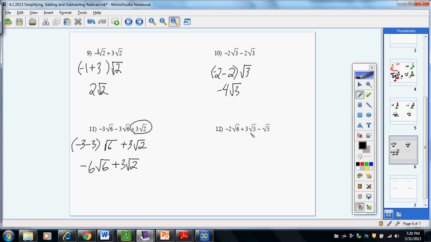So here we have 3 square root 5 minus square root 5. Nothing here with the square root of 6, so we're going to bring that down. Alright, and then here we'll go ahead and factor out the square root 5, and we're left with 3 minus, remember, coefficient there is 1. Alright, we have negative 2 square root 6, and 3 minus 1 is 2 square root 5.